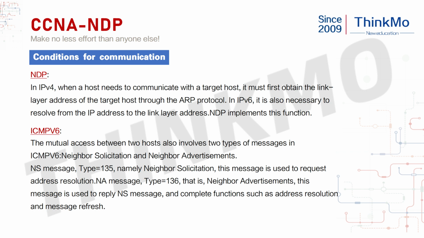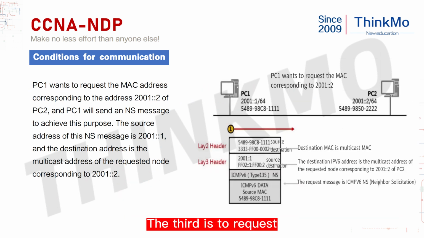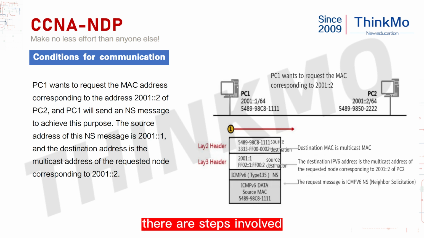So in IPv6, two types of packets are involved: NS packets and NA packets. The NS packets are called neighbor solicitation packets. NA packets are called neighbor advertisement packets. The purpose is to request the link layer address of the other party. It's what we usually call a MAC address. So let's look at it in detail. Request the link layer address of the peer party. There are steps involved. Let's take a look at this picture.